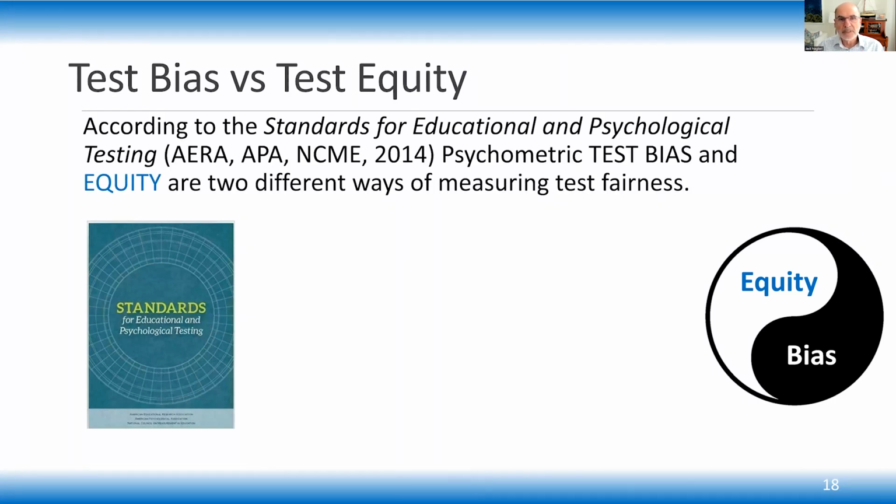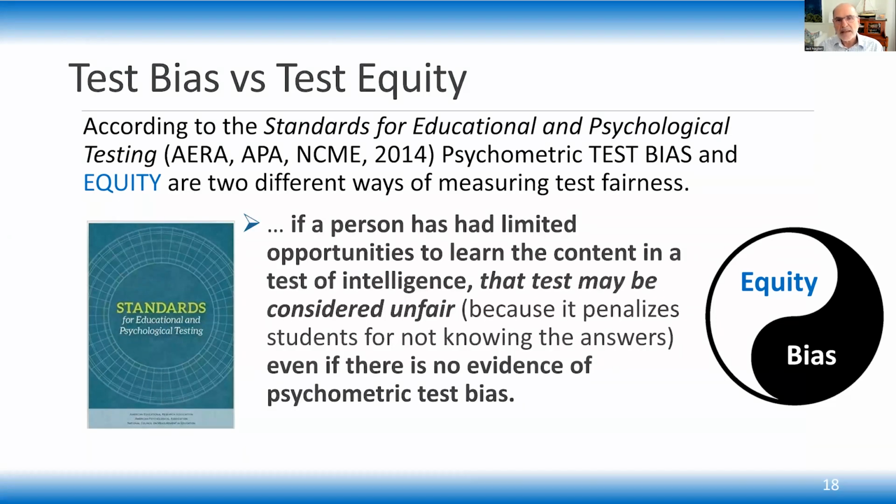So the standards for educational and psychological testing make a clear distinction between test bias and equity and state if a person has had limited opportunities to learn the content in a test of intelligence, that test may be considered unfair, even if there's no evidence of psychometric test bias. So when someone says to you, you can use a test like the WISC or the COGAT or whatever because they don't have test bias, that's not the whole story.